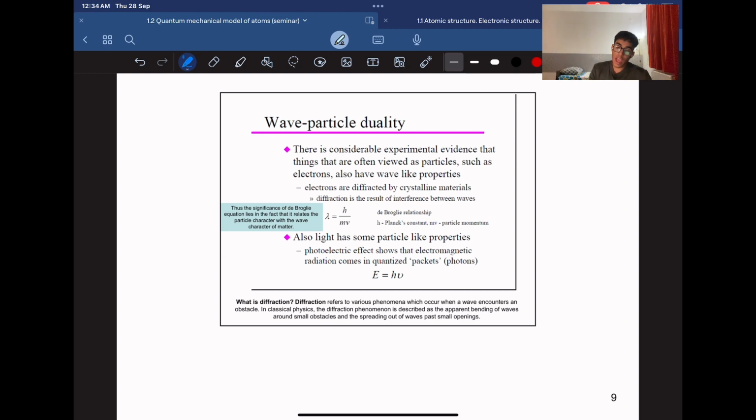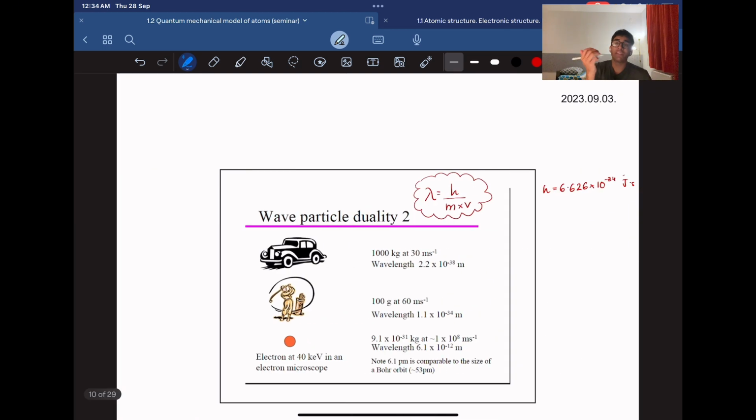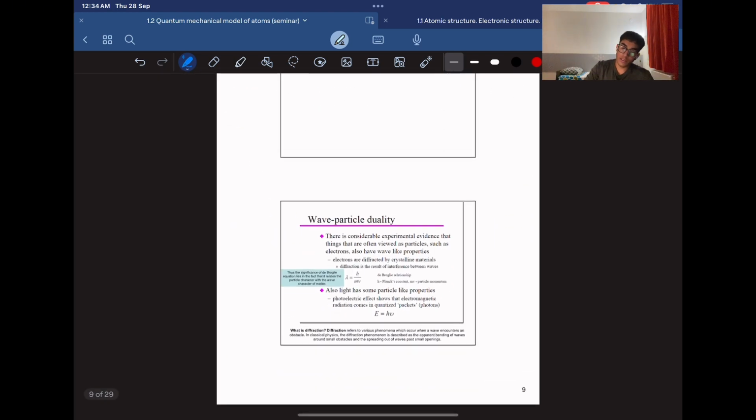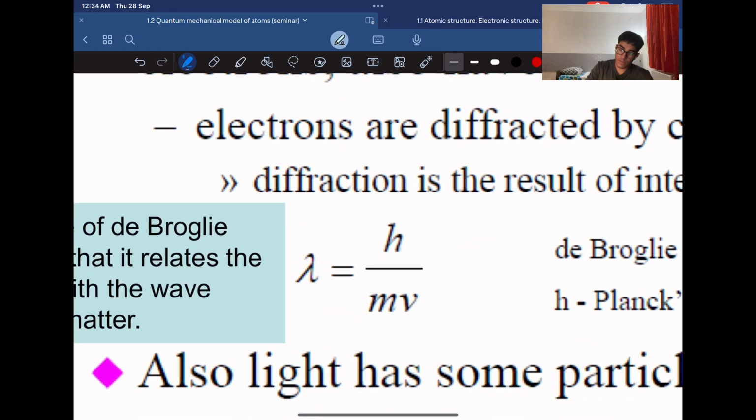Okay? And how did he explain this? He gave us an equation. Here. Lambda is equal to h over mv; this is called de Broglie's wavelength. It finds the wavelength of your wave function. You can find out the wavelength of anything.